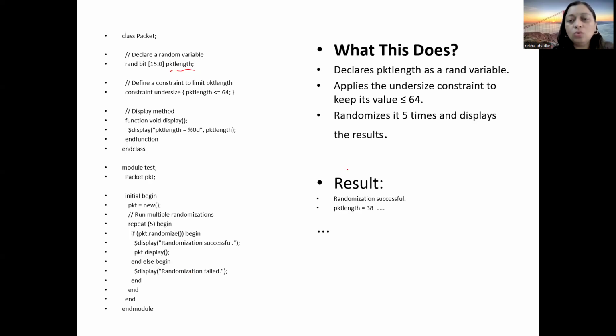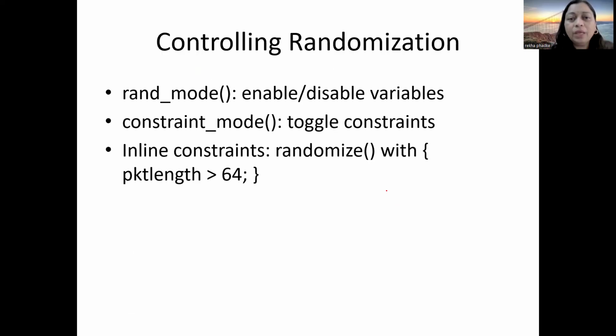This is one sample result here. Randomization successful, packet length is 38 for the first time, and then 4 different values will also be displayed because we have given repeat of 5. So this is the way you can put a constraint on your random variable, which can be either rand or randc for that matter.